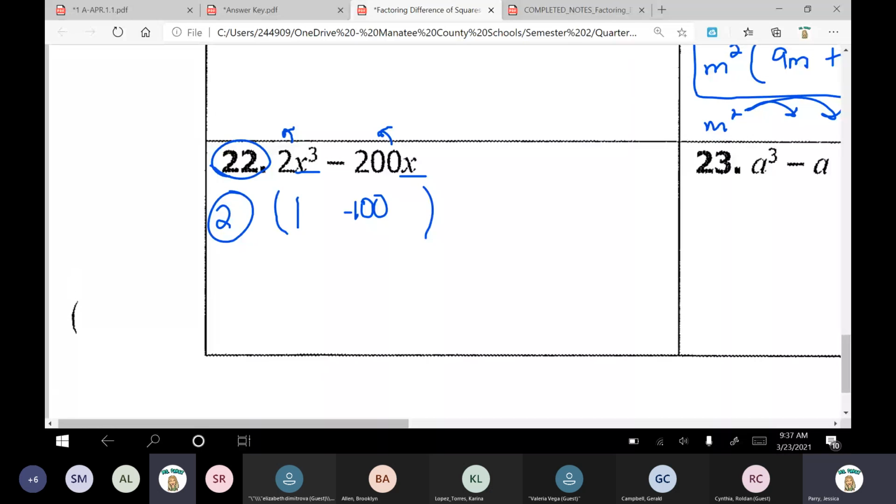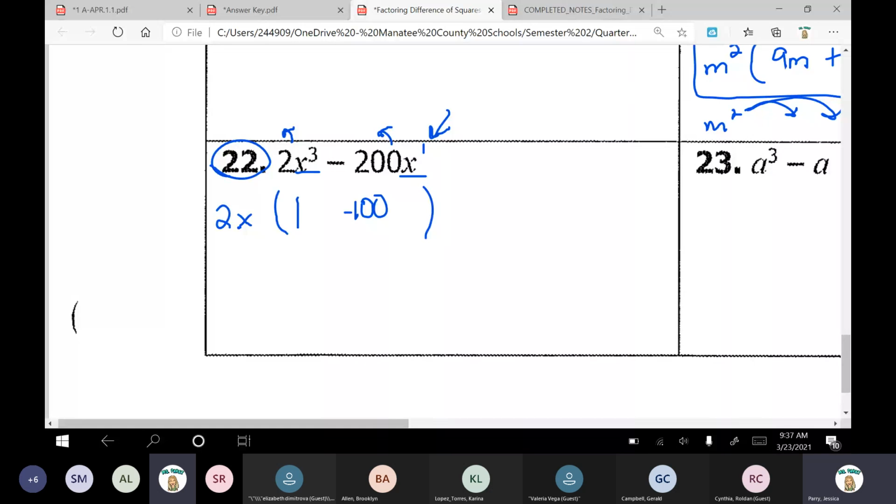Can I take out the variable x? Yes, I can, because remember, you need to have the variable at every single term. So let's take out an x. What exponent am I going to be taking out? X to the power of what? 1. Perfect. You're taking out the smaller exponent.